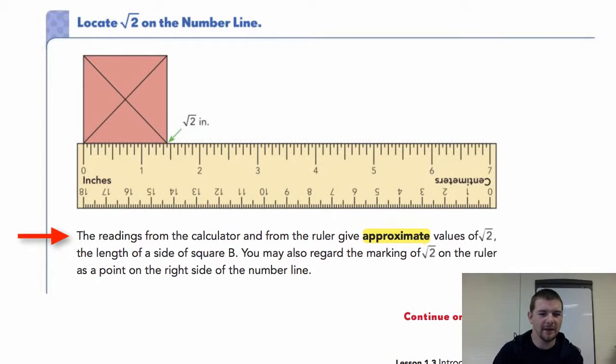The readings from the calculator and from the ruler give approximate values of the square root of 2, the length of a side of square B. You may also regard the marking of the square root of 2 on the ruler as a point on the right side of the number line, meaning to the right of 0.